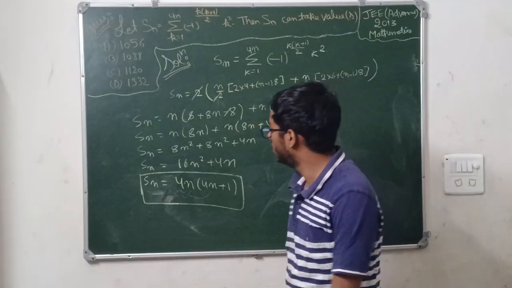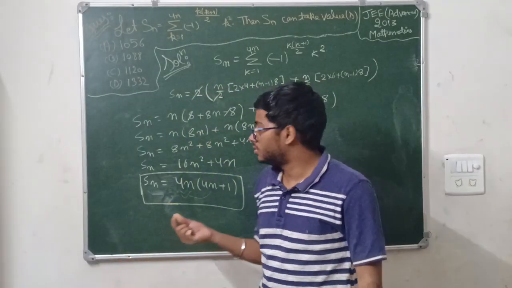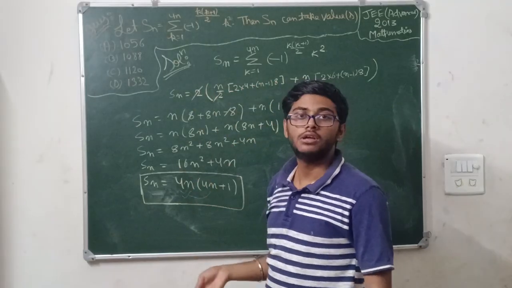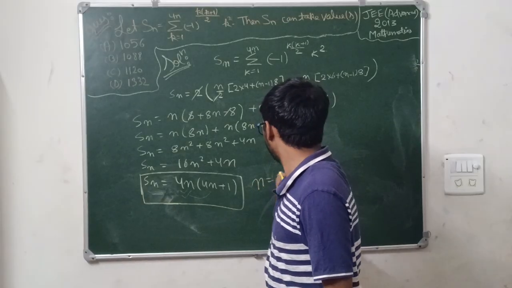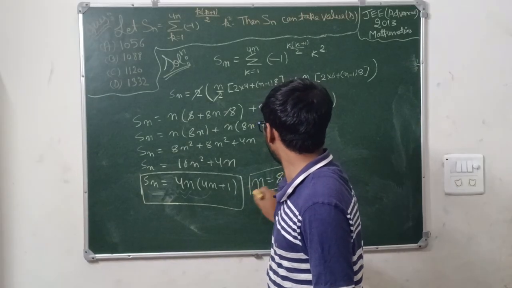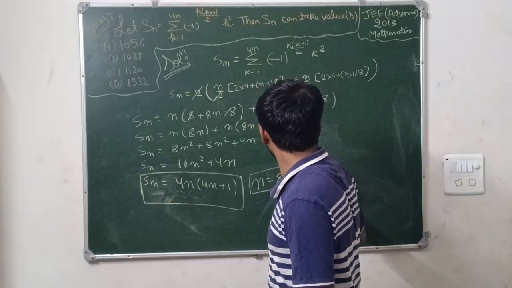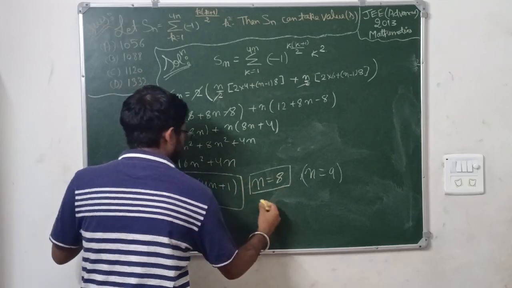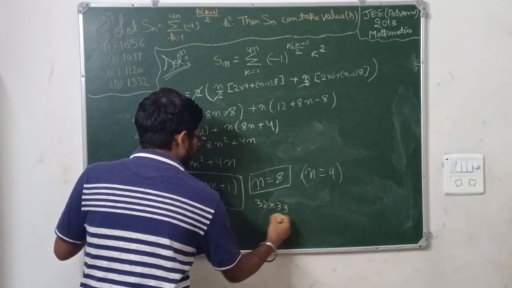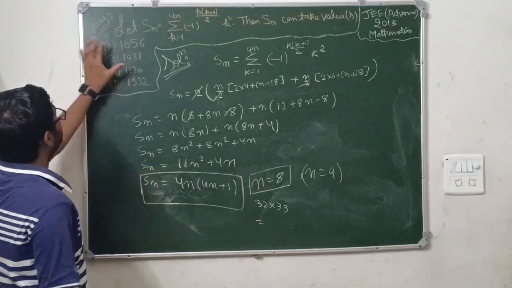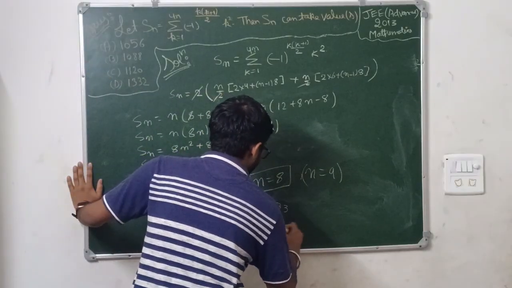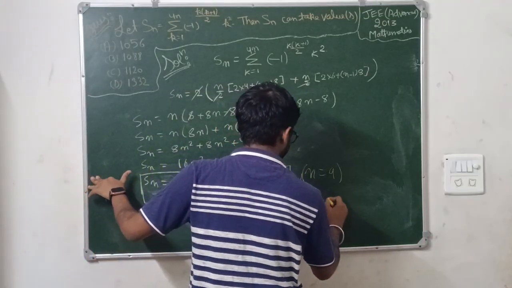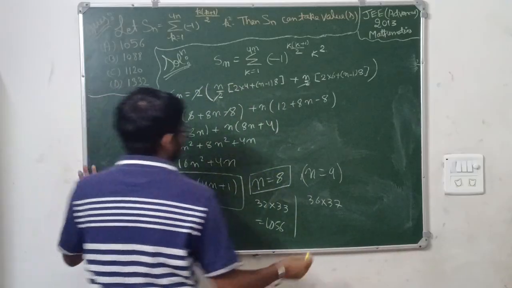Now how will you solve it? You will just put different values of n. You will put 1, you will get nothing. When you will put n is equals to 8 and n is equals to 9, you will get what? Put n is equals to 8, so it is what? 4 into 8 is 32, into 33, which is 1056. And next, n is equals to 9. 4 into 9 is 36, 36 into 37, which is 1332.